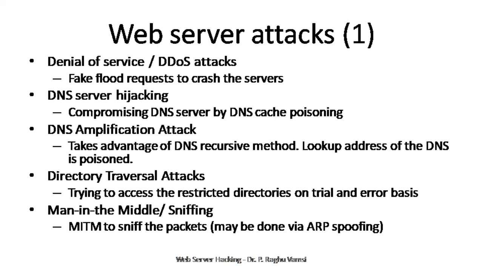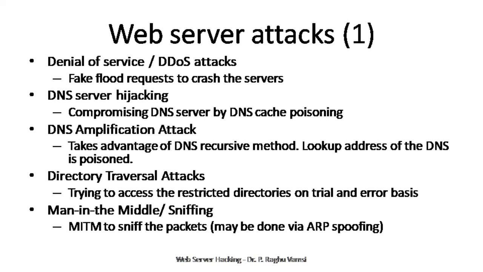Next one is the DNS amplification attack. It takes advantage of the DNS recursive method, where the lookup address of the DNS is poisoned. Usually, many of the computers will have a DNS service which is responsible for converting the website names to the IP addresses. But sometimes some of the systems are unable to look up the corresponding IP address for a given website. So what they will do is forward the request to the next level of the DNS server, which is available to the system.